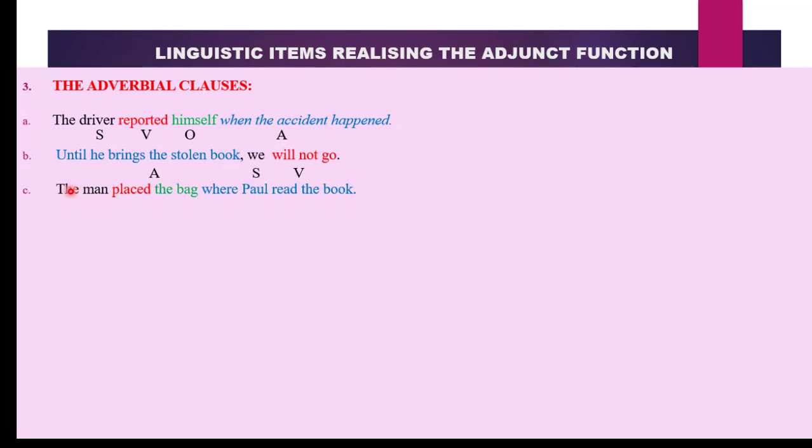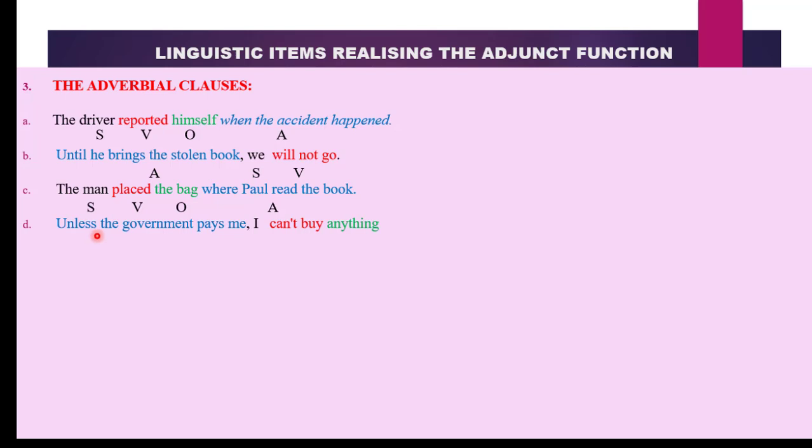In the next sentence, the man placed the bag where Paul read the book. This is also a WH clause. And what information is it giving us? It is giving us information about where the action occurred. Therefore, we have the sentence pattern SVO as our direct object. Where Paul read the book gives us information about place. Therefore, it becomes an adverbial. It is functioning as if it is an adverb, and we will call it A.